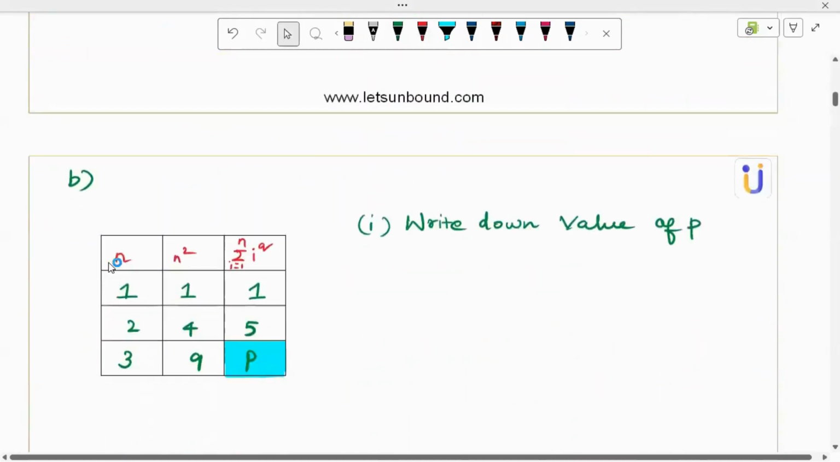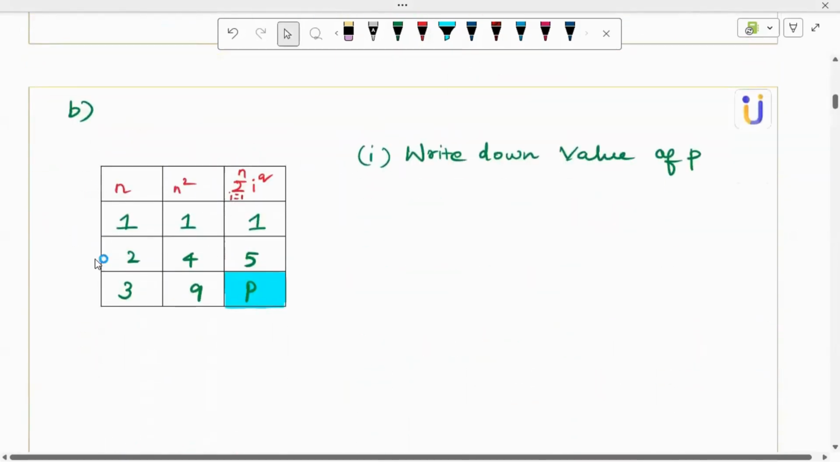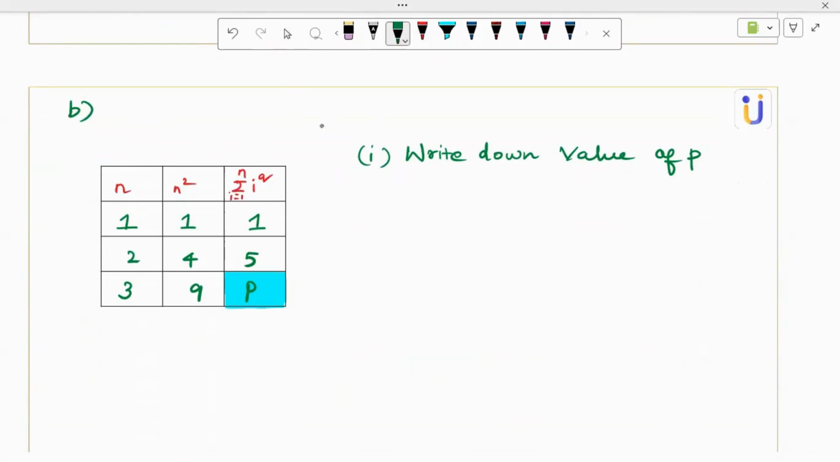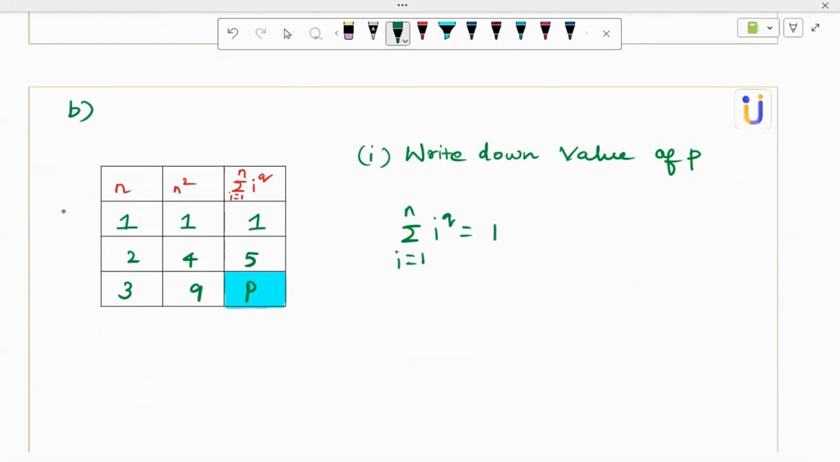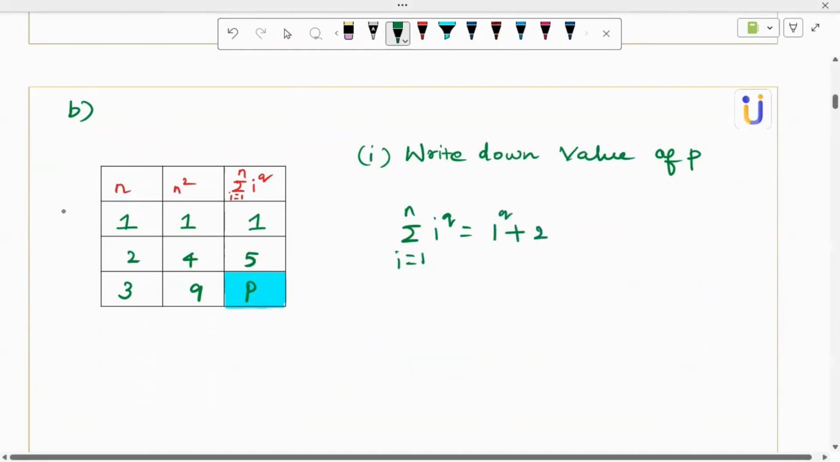Now let's get into the next part. Now the table of values is given when n is 1, 2, 3. This is n squared, and sigma i equals 1 to n of i to the power q. So this is the series we are investigating. And it is also given, we have to find what is p. So the sigma i equals 1 to n of i to the power q expansion, we know, it goes like 1 to the power q, 2 to the power q, 3 to the power q, and so on, n to the power q. This is general.